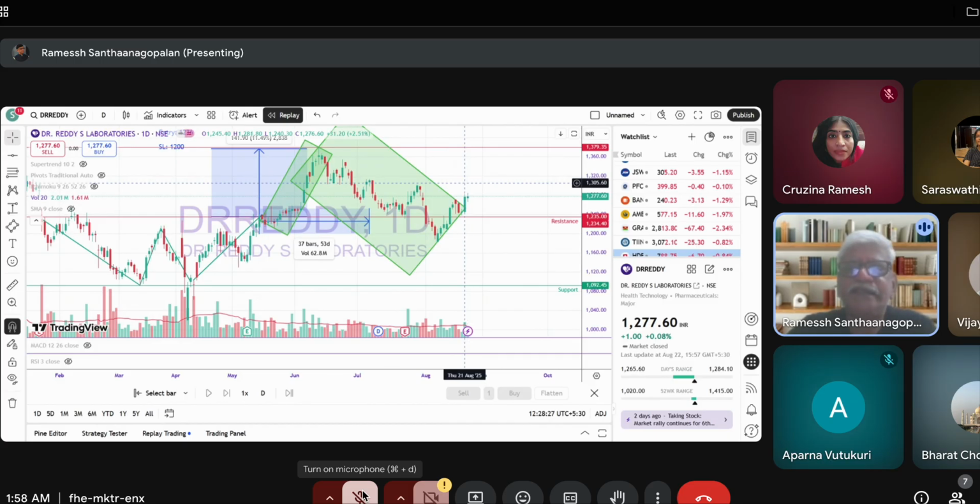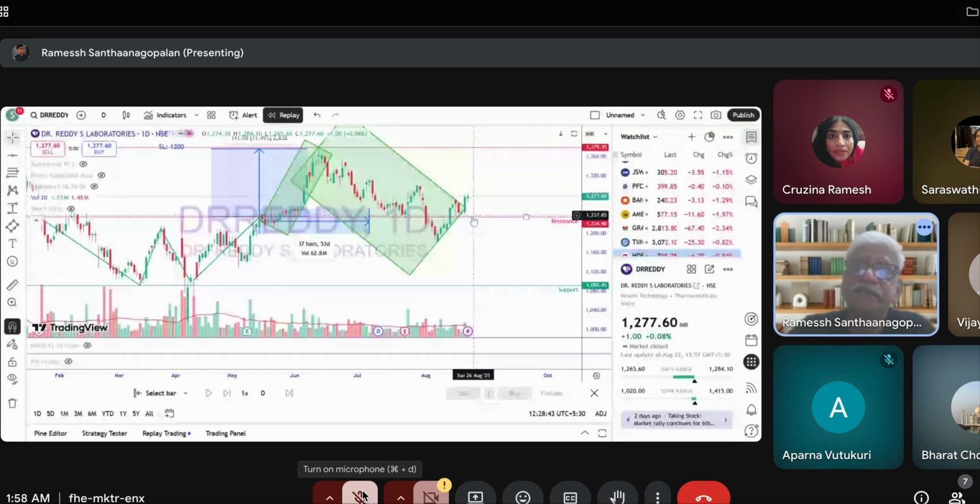And the stop loss is trailing. 1265 should be your stop loss when you buy on Monday, and next day if it goes up, you need to take the previous one.